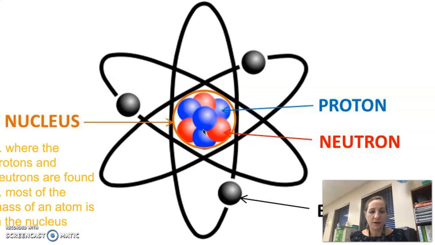So in an atom, again, we have the nucleus. That's where the protons and neutrons are found. And that's where most of the weight, or the mass, of an atom is. Surrounding the nucleus are what are called electrons.